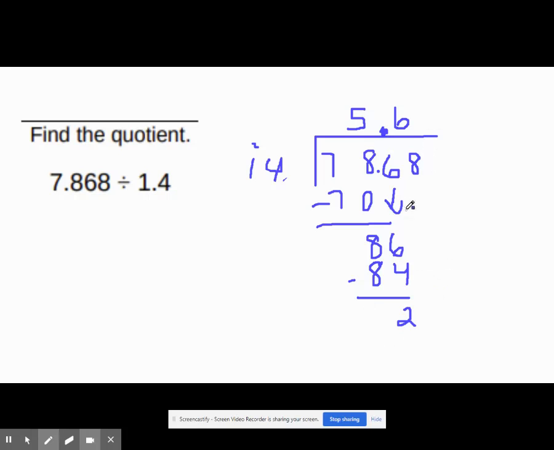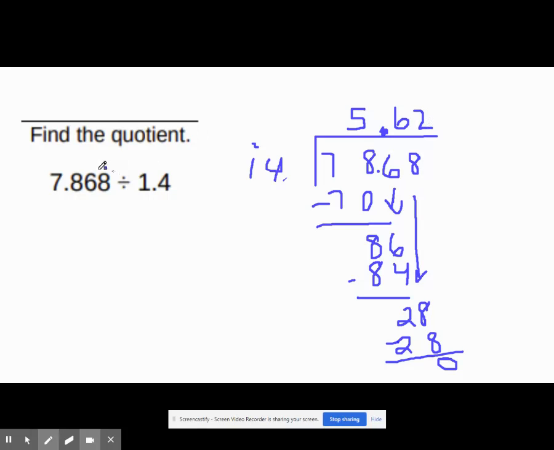So last but not least, we'll drop our last digit down and see if we can finish up our problem without having to take decimals into infinity over here. So 14 into 28, I actually know this one off the top of my head. It's going to be 2 times, because 2 times 4 is 8, and 2 times 1 is 2. And I get a remainder of 0. So our answer would be 5.62.